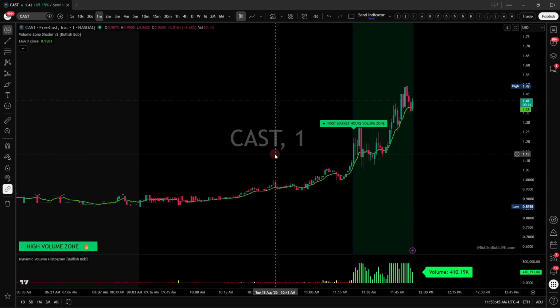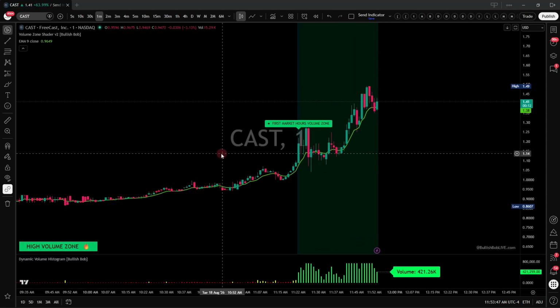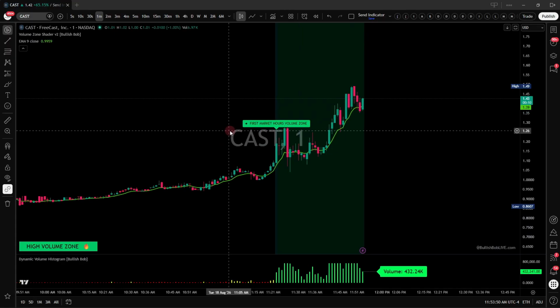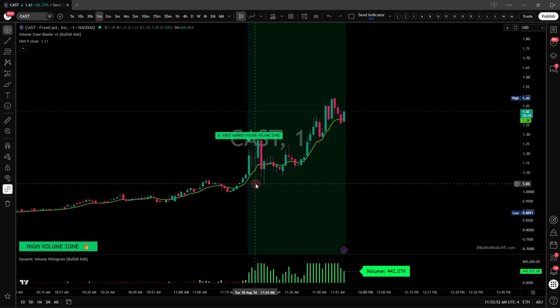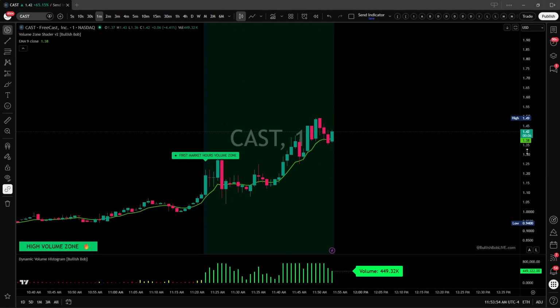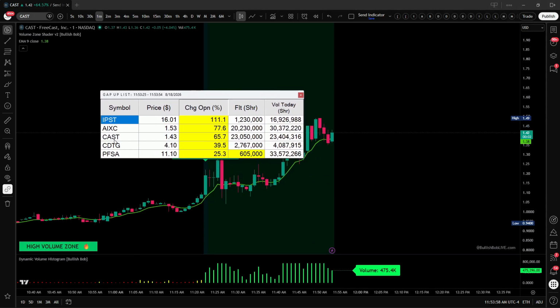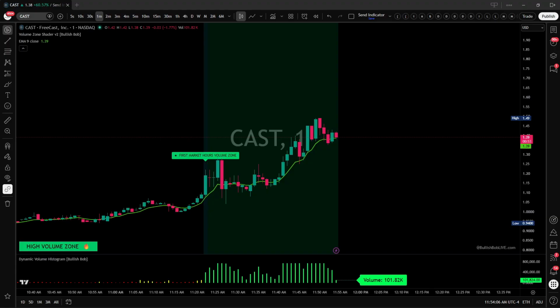Today I want to go over what's the most important thing when we're trading this momentum type of setup. That's what I love to trade, is low float momentum. CAST, C-A-S-T, is one of those low float names that we would be trading. If we look at the gap list here, CAST, up 65% from open, 23 million share float. Yes, we like that. 23 million shares traded. Awesome. So we know we have volume.